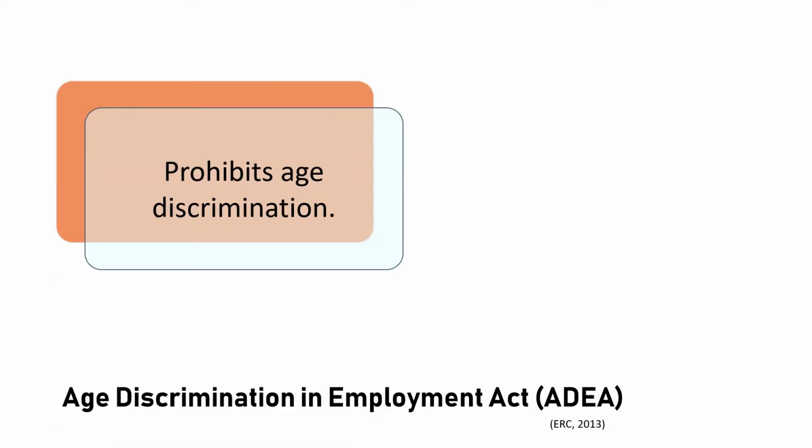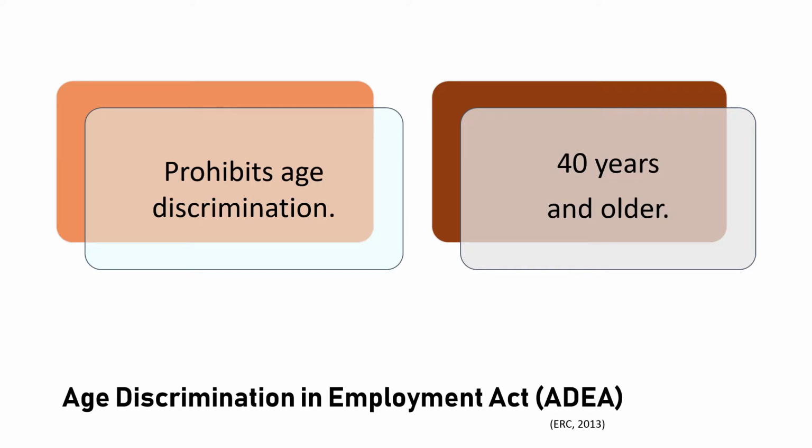The Age Discrimination in Employment Act prevents employers from giving preferential treatment to younger workers. This only applies to workers 40 years of age and older. Managers must never use age in making employment decisions.